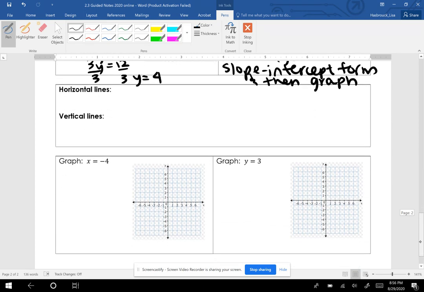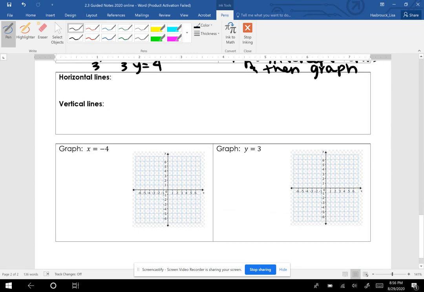So the last thing we're going to go over here is horizontal lines and vertical lines. So remember, horizontal lines are like the horizon. They go from left to right. They are in the form y equals a number. Vertical lines go up and down, and they are x equals a number. So for this first one, x equals -4, that means we're going to go to -4 on the x-axis, and it's a vertical line going up and down.